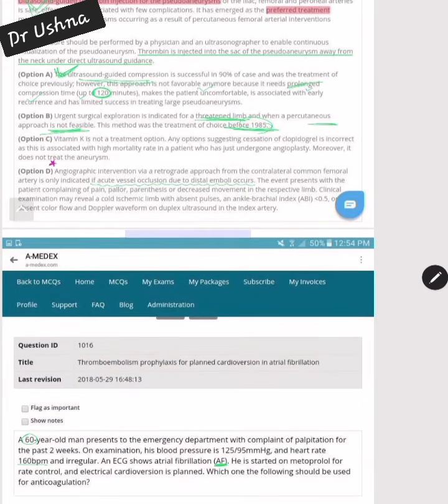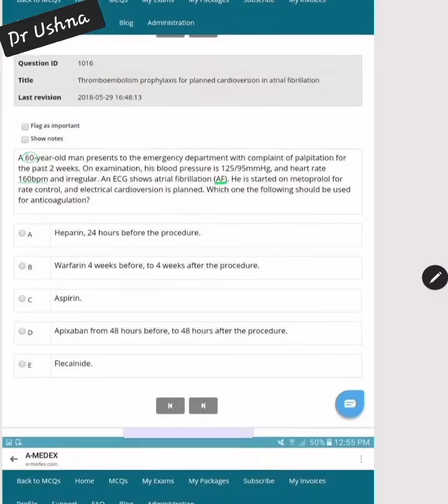Vitamin K is not a treatment option. Any option suggesting a cessation of clopidogrel is incorrect. Angiographic intervention by the retrograde approach from the contralateral femoral artery is only indicated if acute vessel occlusion from distal emboli occurs. So this is another option in complication management, angiographic intervention by the retrograde approach.